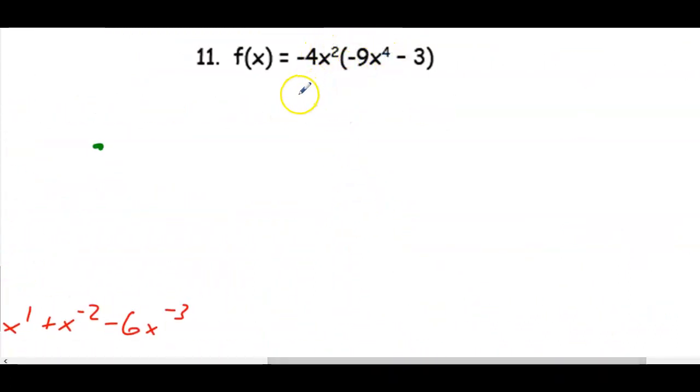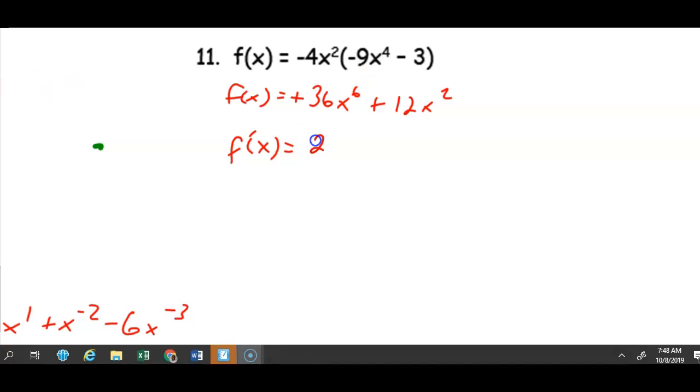Again, distribute. So it's going to be negative, actually that's positive 36x. Remember, add those, so x to the 6. And then there's going to be a positive 12x squared. Now we distribute. So we get 6 times 36 is 216x, and subtract 1. So that's 5. And then right here, 12 times 2 is 24. And subtract 1 is just x to the first.